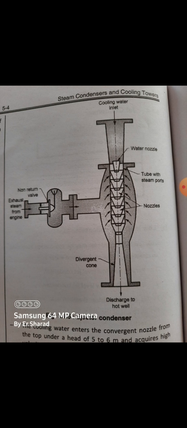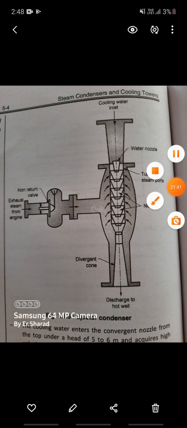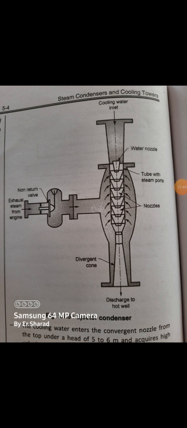The condensate and air then pass to the diverging cone, where the kinetic energy is partly transformed into pressure energy so that the condensate and air will be discharged into the hot well against the pressure of the atmosphere. This condenser acts as a condenser as well as an air pump.